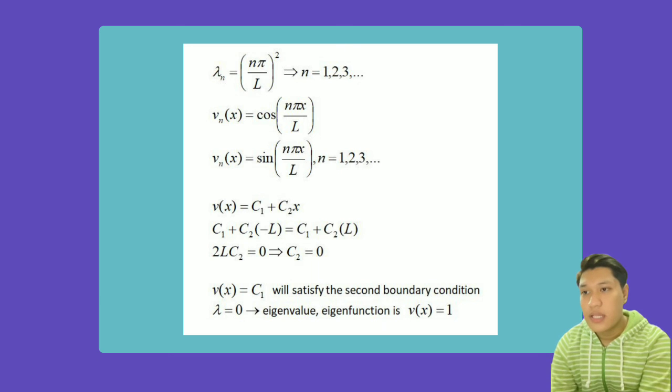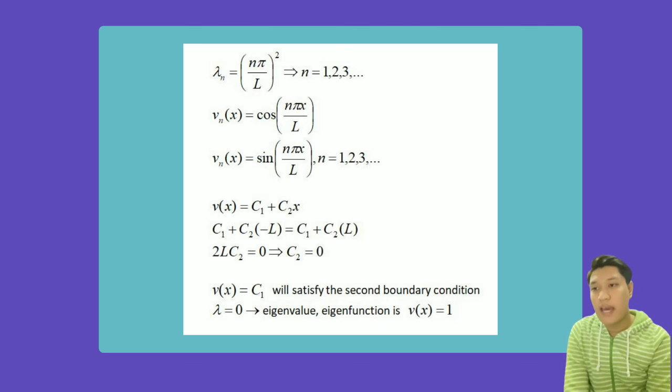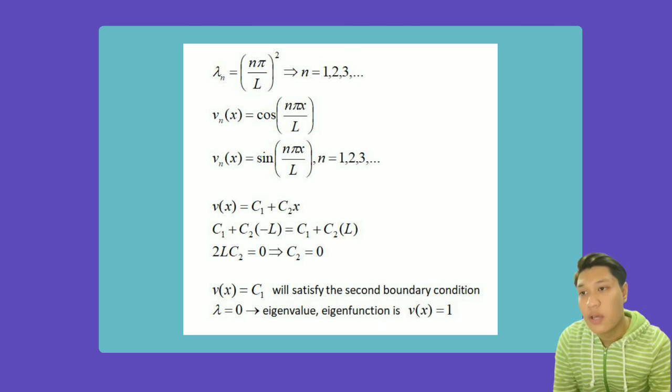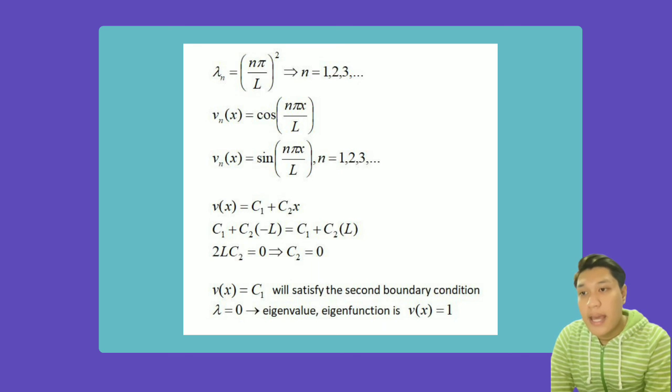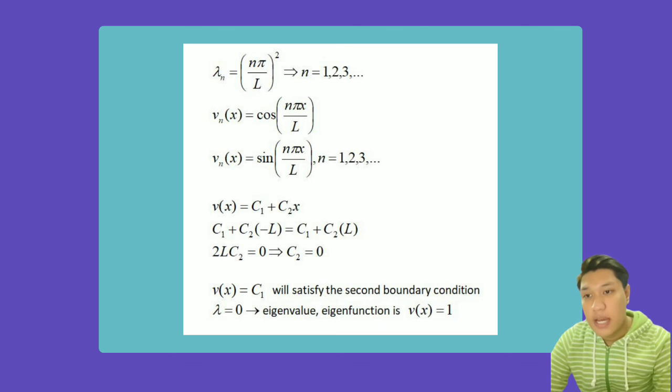Now, there is no reason to believe that C1 equals to 0 or C2 equals to 0. All we know is that they both can't be 0, and so that means that we in fact have two sets of eigenfunctions for this problem corresponding to positive eigenvalues. They are Vn(x) equals to cos n pi x over L, Vn(x) equals to sin n pi x over L, n equals to 1, 2, 3.